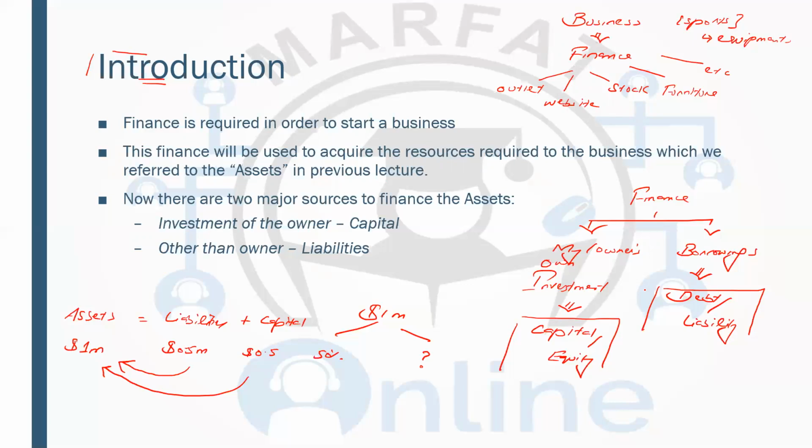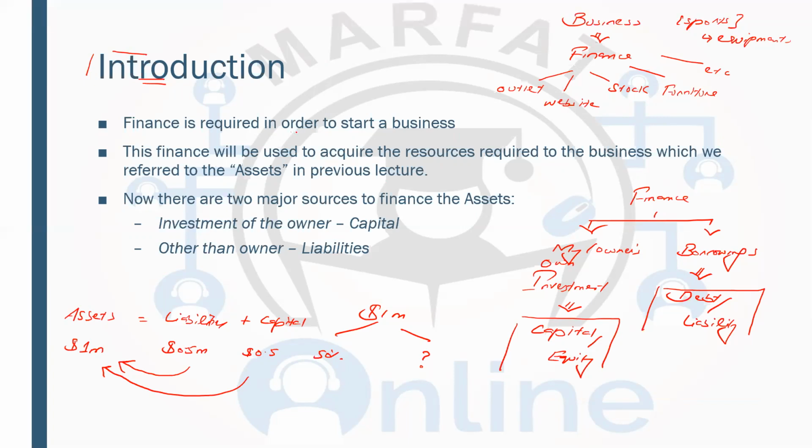So how can you get the finance? The first source is the owner's own investment, which is known as the capital. But sometimes if the capital is not sufficient, then you need to bring some other finance into the business, and that finance is going to be the liability. Why are we calling that a liability? Because you have to pay back those borrowings, the money which you have borrowed from someone else. By someone else, I mean other than the owner. This is the concept of the accounting equation.